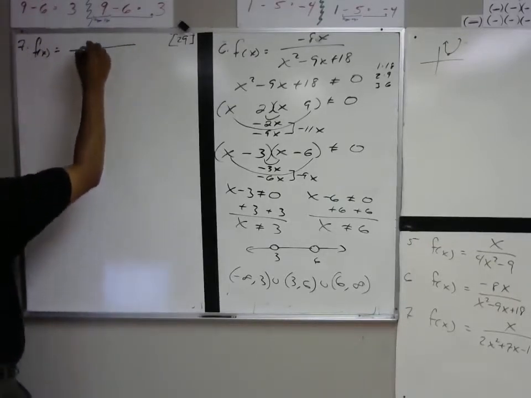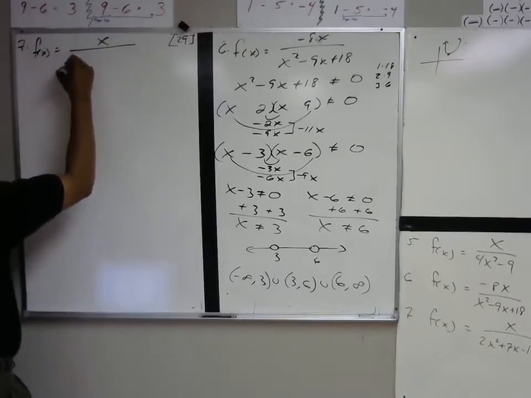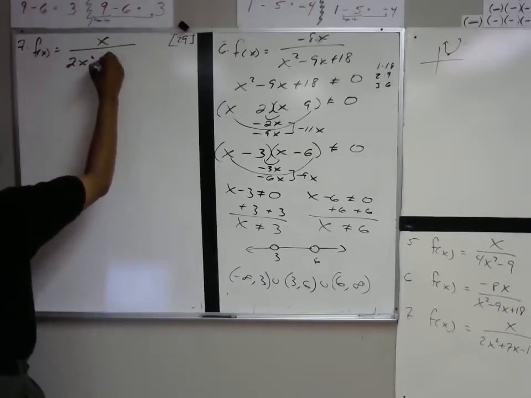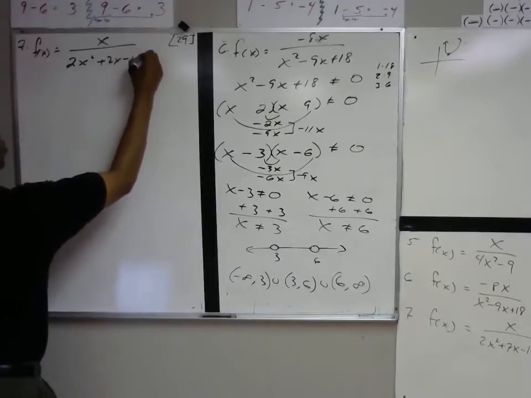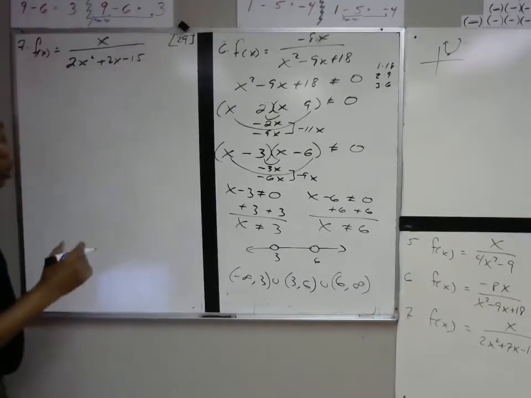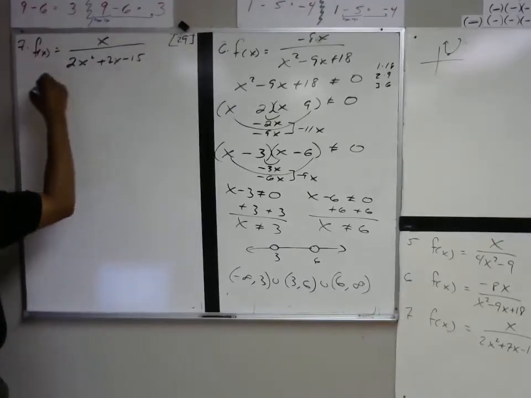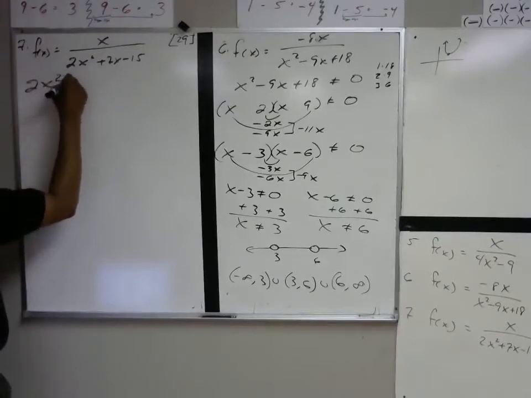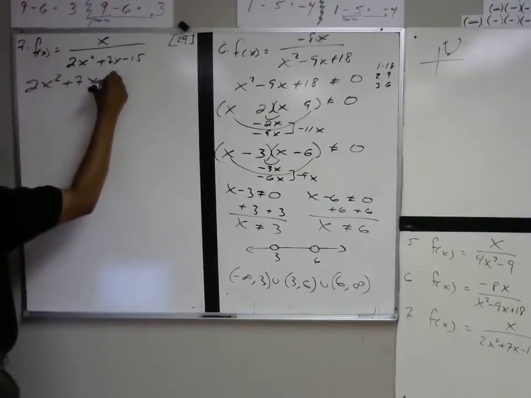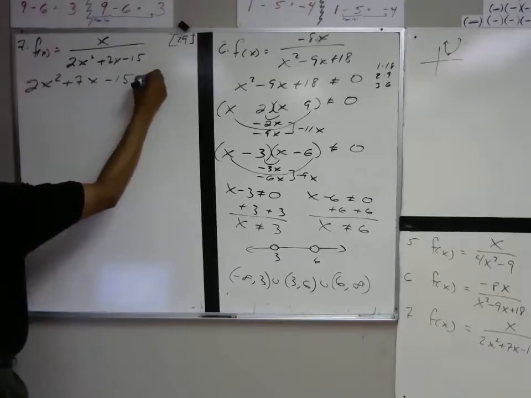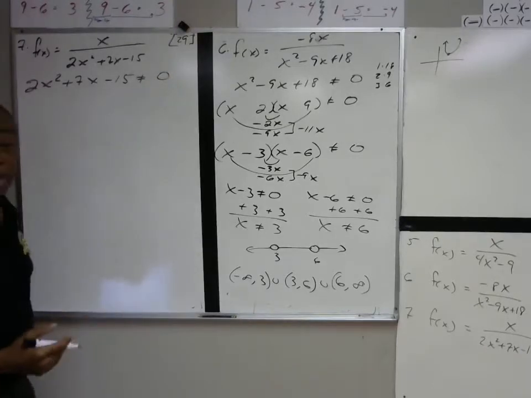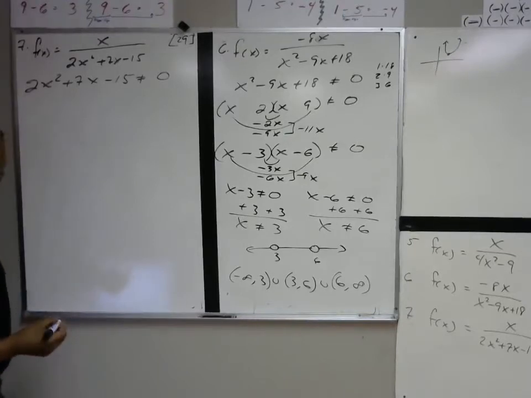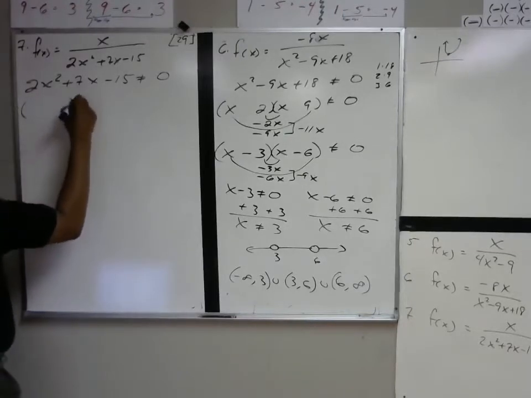Number 7, we have x over 2x squared plus 7x minus 15. Okay, so getting the domain, we'll take the denominator, 2x squared plus 7x minus 15, and set that against 0. So it can't equal 0. And we're going to try to factor this into two binomials.